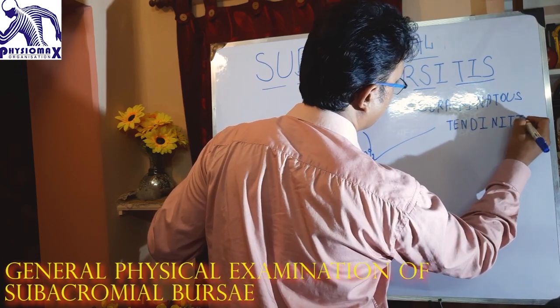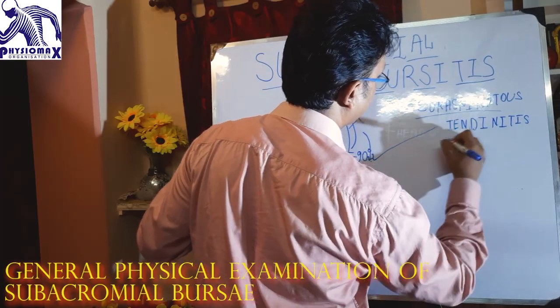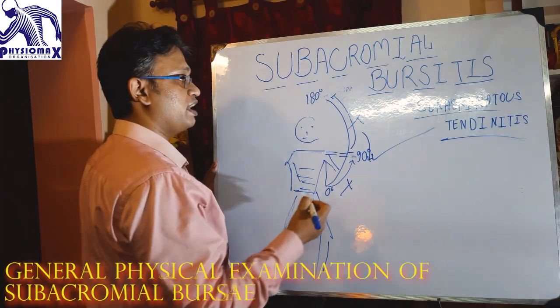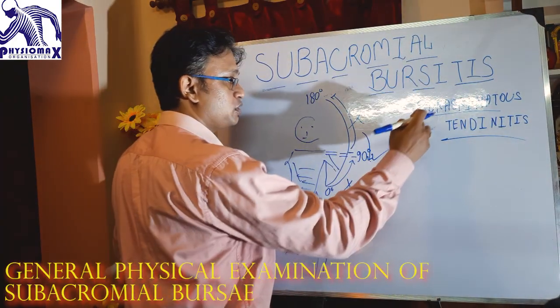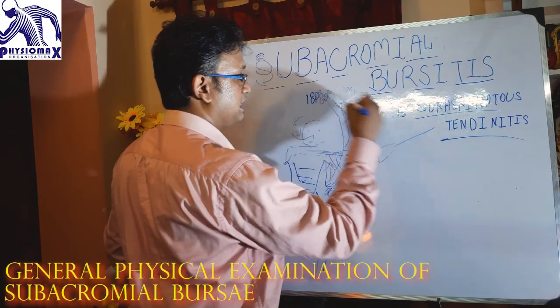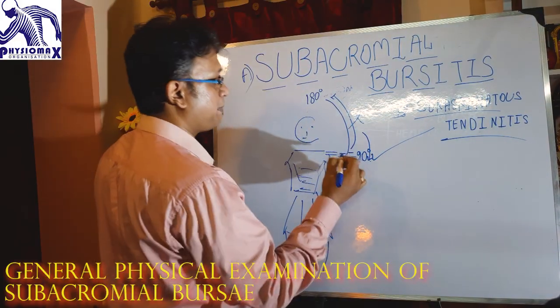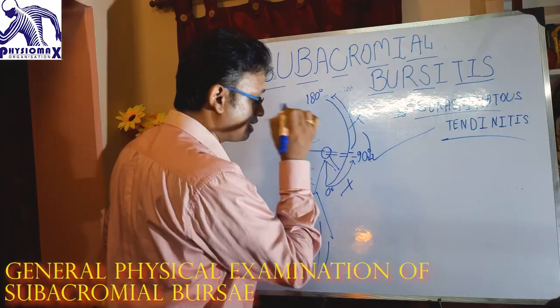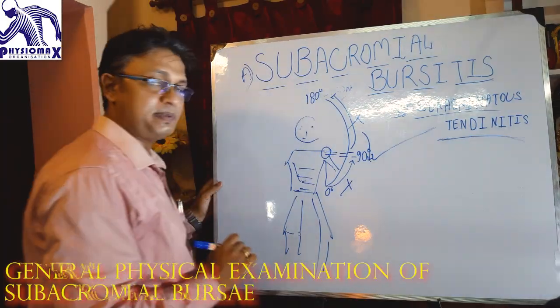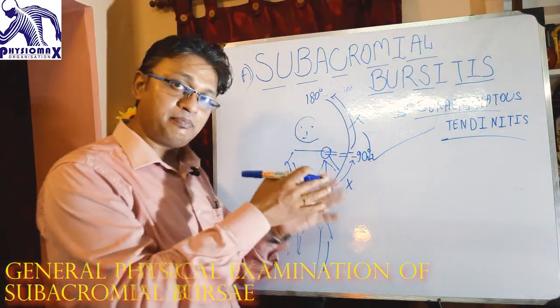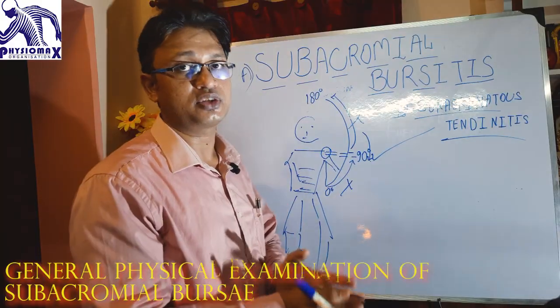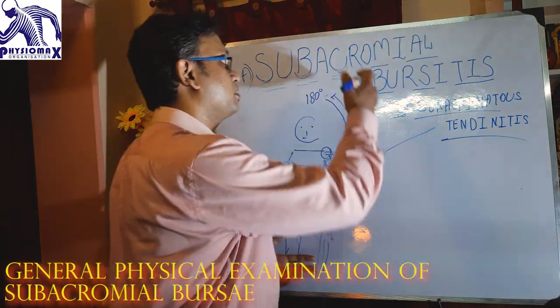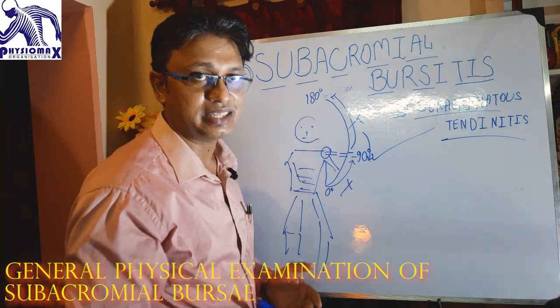Now, why do we need to understand these two conditions separately? Because patients with subacromial bursitis and patients with supraspinatus tendinitis both have pain exactly at the glenohumeral joint, below the subacromial space. So it mimics the same pain situation, and it is very difficult for the physiotherapist to understand the difference between subacromial bursitis and supraspinatus tendinitis.